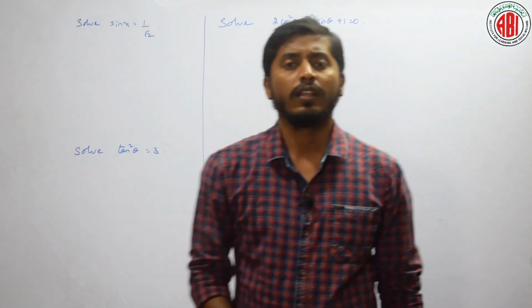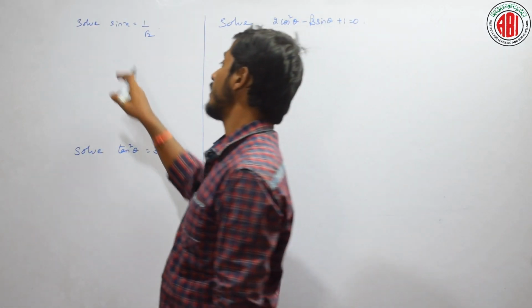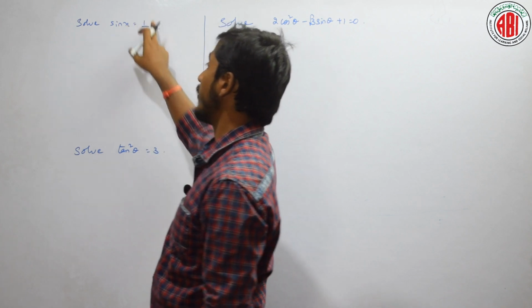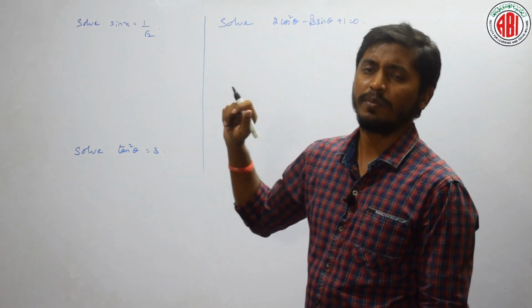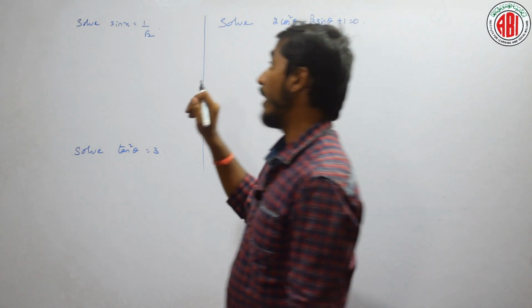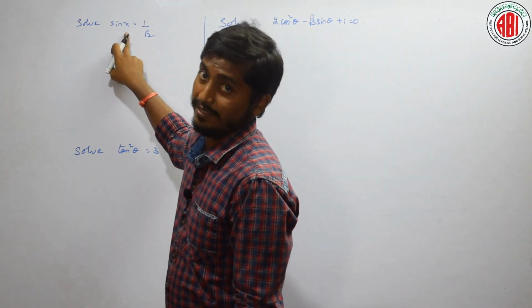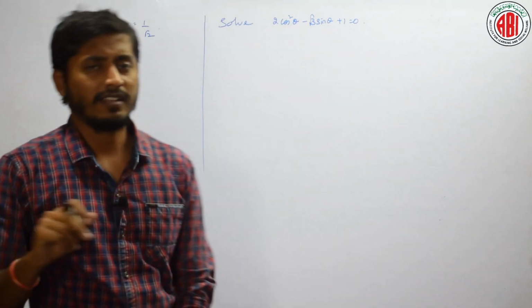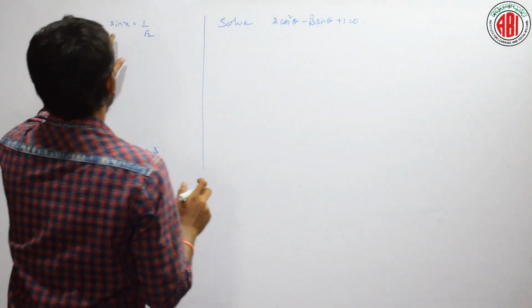Okay, let us do. Now see here, the question given here is asking us to solve sin x equal to 1 by root 2. What do you mean by the term solve? We have to find the variable, that is the value of x. Let us write the general solution and principal solution for this.